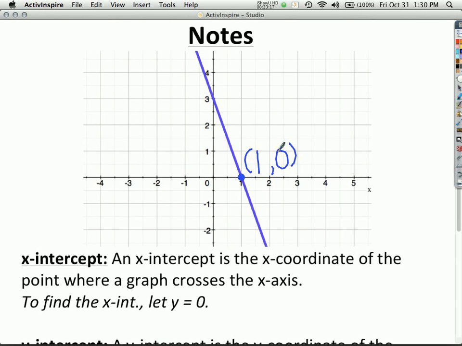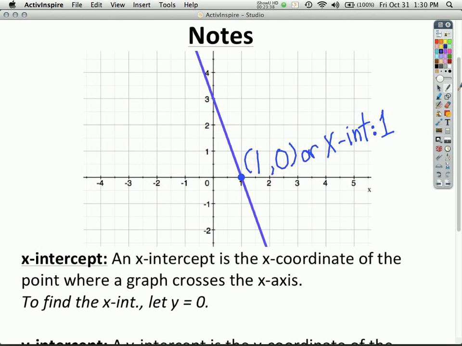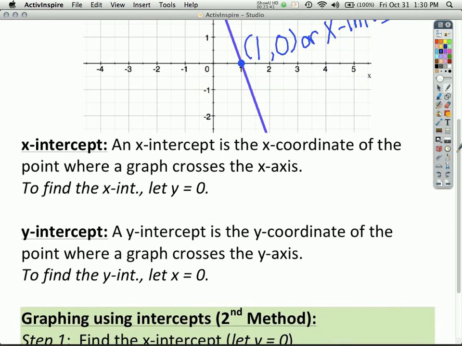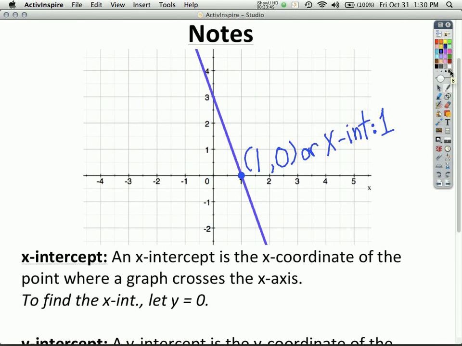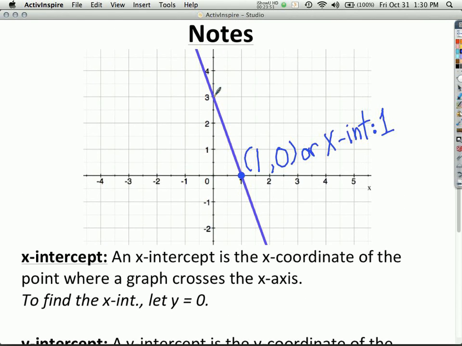So you could say that the x-intercept was at 1, 0, or you can just say that the x-intercept is 1. You can say either one. I don't care. This demonstrates a higher understanding, but both are acceptable. What about the y-intercept? Well, I have the definition here. The y-intercept is the y-coordinate of the point where a graph crosses the y-axis. That sounds really fancy. But what it means is the point where the graph crosses the y-axis right there.